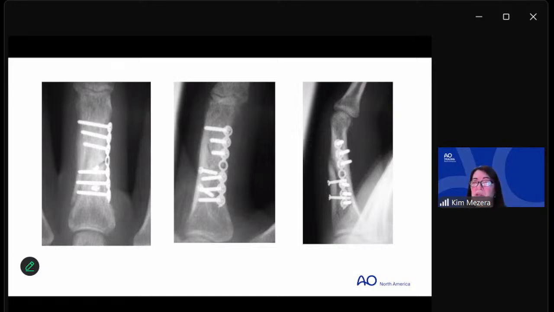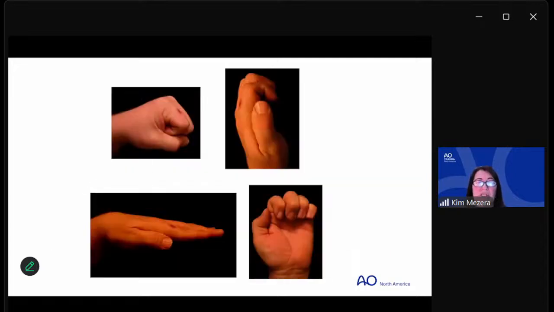And the lag screws still come in handy. You can see there's a couple of lag screws here. They still are helpful at the beginning when you're trying to get your fracture stabilized for placement of the plate. So that technique used together is very helpful. And again, the patient did well with range of motion.